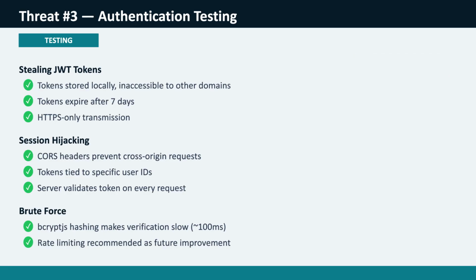We tested authentication defenses. We tried to use stolen tokens, modified JWT payloads, and brute force passwords. All attempts failed. The hashing algorithm successfully slowed down password verification. Although we didn't implement rate limiting in this version, it's a recommended future enhancement that will reject excessive login attempts from the same IP. CORS headers prevent a malicious website from making requests to our API on behalf of stolen credentials.